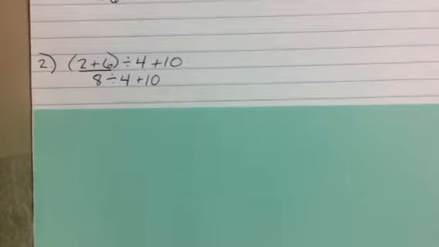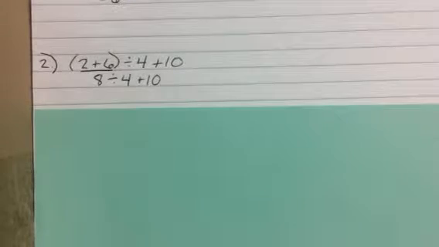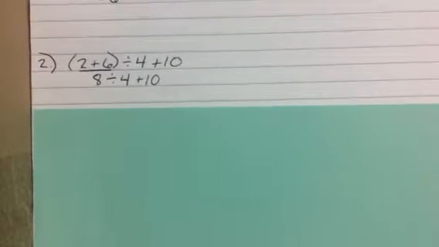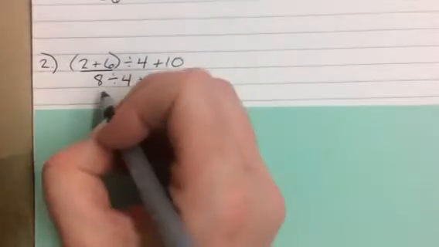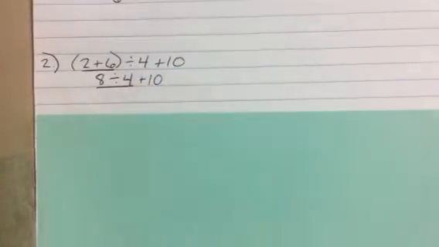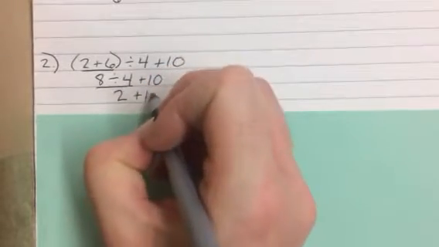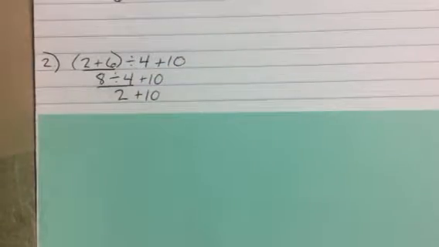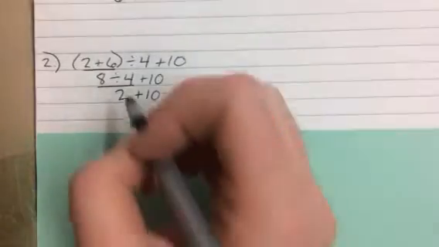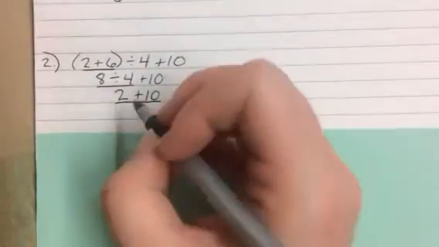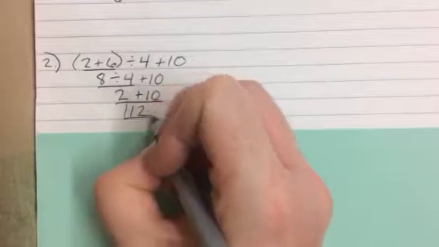All right, my next step would be multiplication or division from left to right. Actually, I skipped exponents because I don't have any. So now multiplication, division, left to right. Well, I do have some division. It's the first thing that happens when I go left to right. All right, so 8 divided by 4 is 2. And I'm just going to simply bring down my plus 10. And finally, our last step. There's only one thing to do. We're going to add those together, and we get 12.